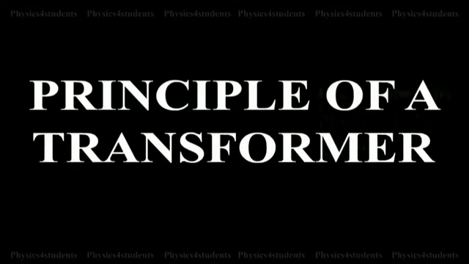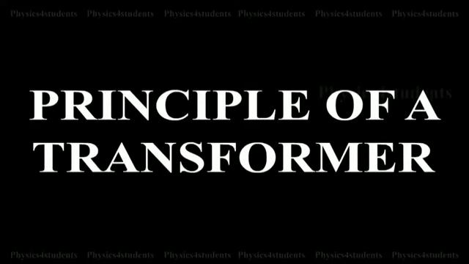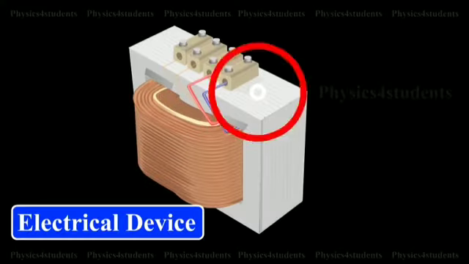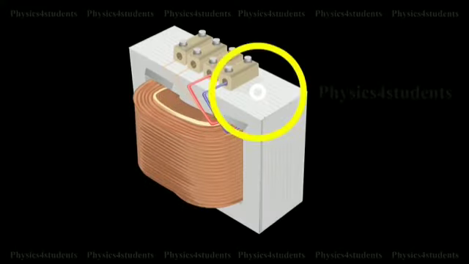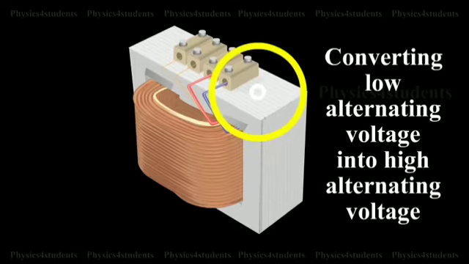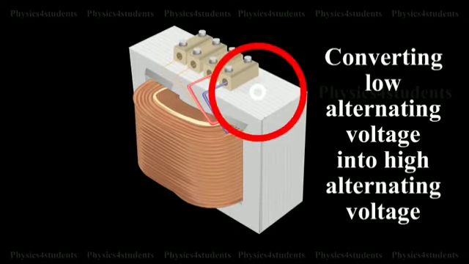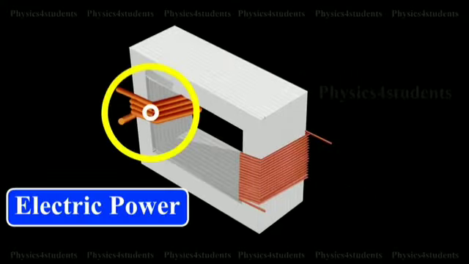The coil across which alternating voltage is applied is called primary coil P, and the coil from which output power is drawn out is called secondary coil. Converting low alternating voltage into high alternating voltage here.